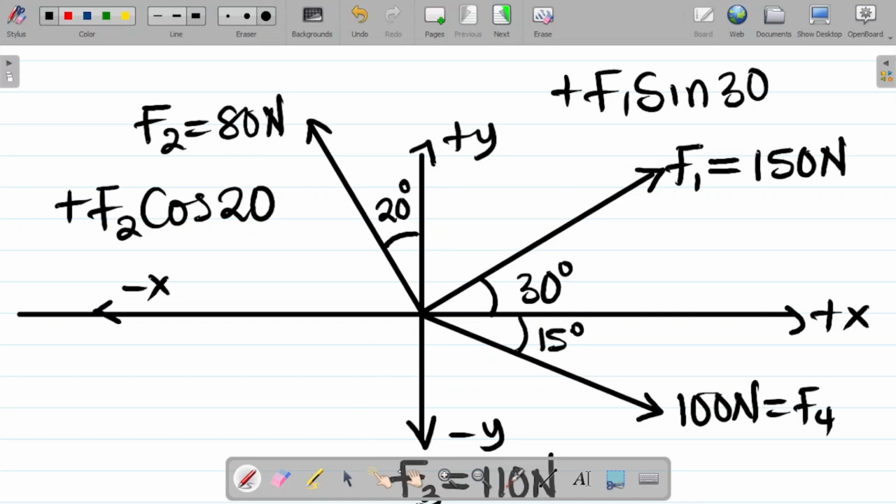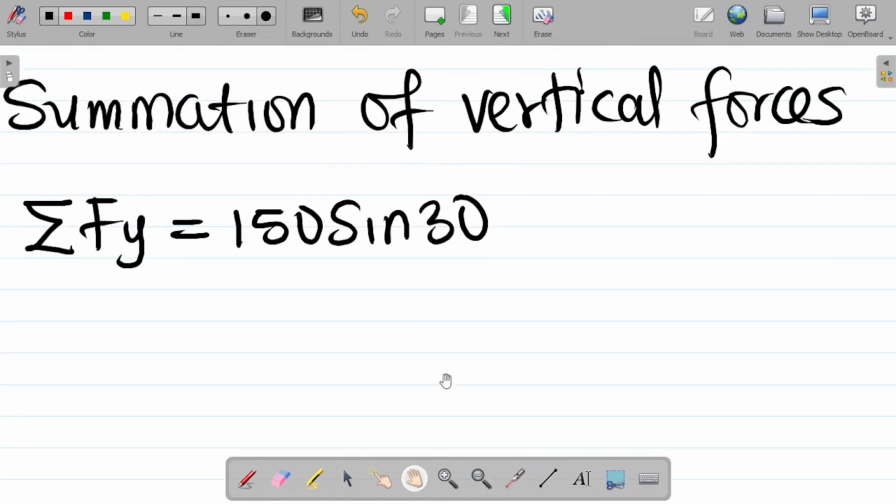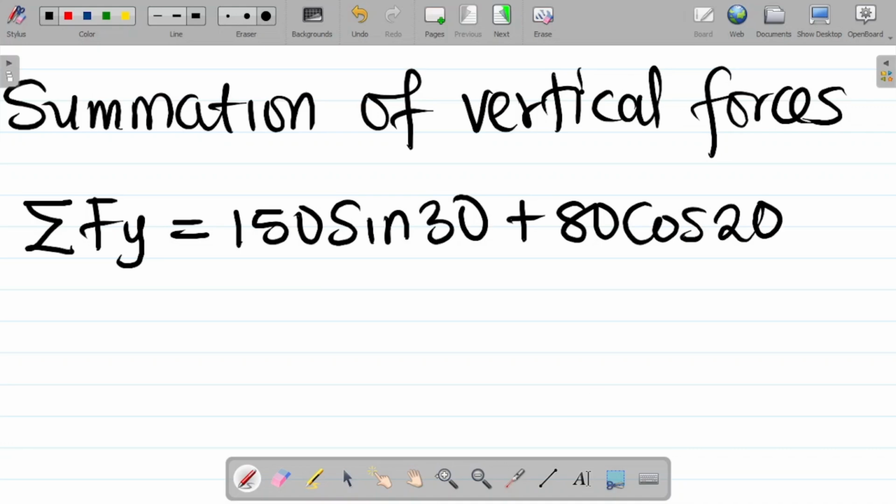Okay. So this gives you F2 cos 20. F2 is 80. So it becomes 80 cos 20. It becomes plus 80 cos 20.